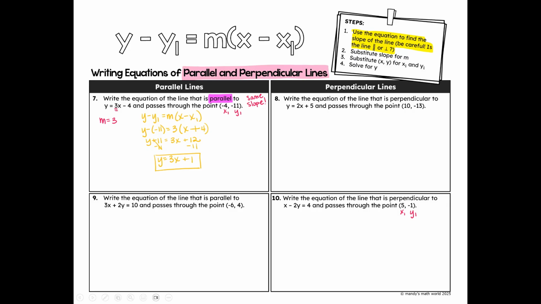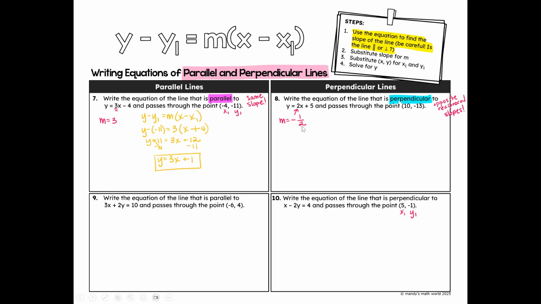It says to write the equation of the line that is perpendicular to y equals 2x plus 5 and passes through the point (10, -13). Recall that perpendicular lines have opposite reciprocal slopes. So having a slope of 2, the opposite reciprocal slope would be, flip it, take the opposite, it'd be -1/2.